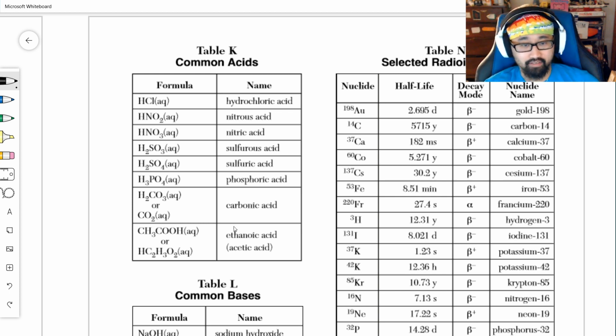Ethanoic acid, which is also called acetic acid, has this funny formula. It could be written in two different ways. Both of these, you should notice, can be written in two different ways. Acetic acid is commonly used when cooking. It is vinegar. So vinegar is actually an acid. And again, vinegar has a particular taste, it has a particular smell that is actually fairly common amongst acids.